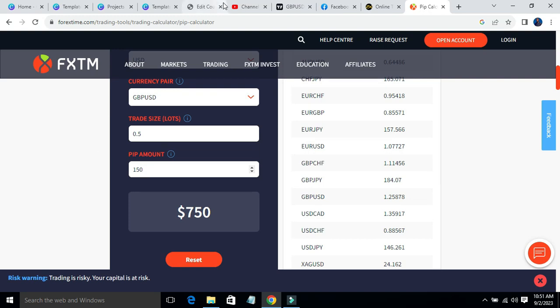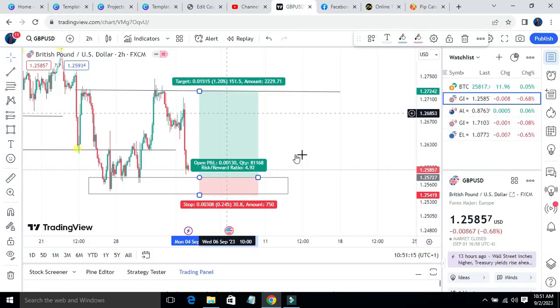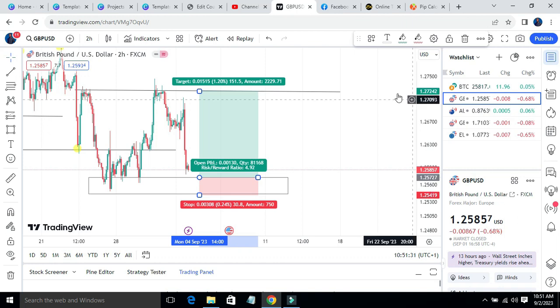When you have done this, you can see your area of entry point, your stop loss, and your take profit. These are the key major things you should take note of: your entry point, your stop loss, and your take profit. So when you have done this, you now come over to your MT5 trading platform.